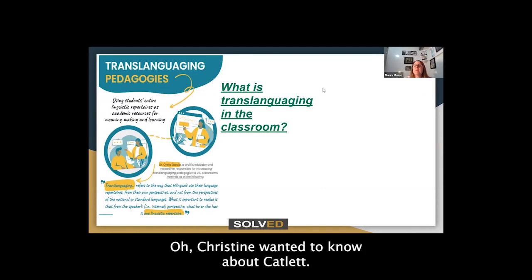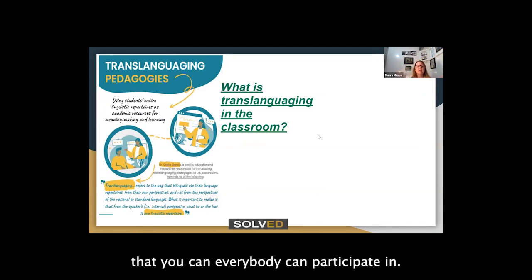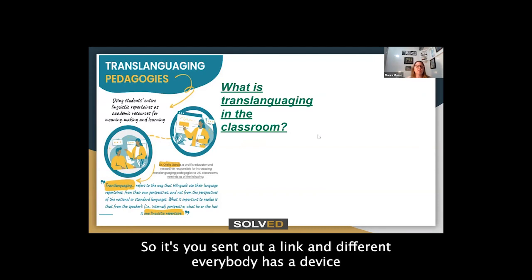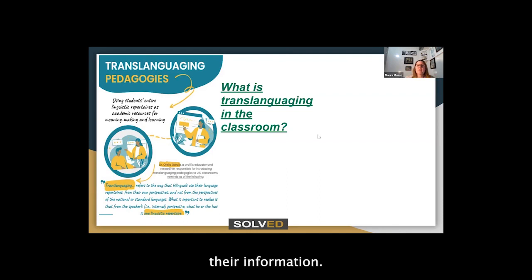Oh, Christine wanted to know about Padlet. Christine, Padlet is a sharing app technology that everybody can participate in. You send out a link and everybody has a device and they can just share right onto the same screen, putting in their information. So it's very interactive. Carol uses digital and paper materials in class, doing vocabulary in English and Spanish. So many great ideas.